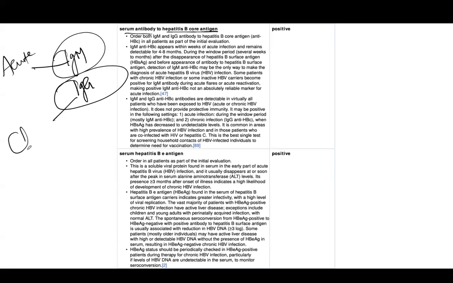You have to check both IgM and IgG. If you find IgM, it is an acute infection. If IgG is developed, it is a chronic infection. This is something you should know very, very carefully.